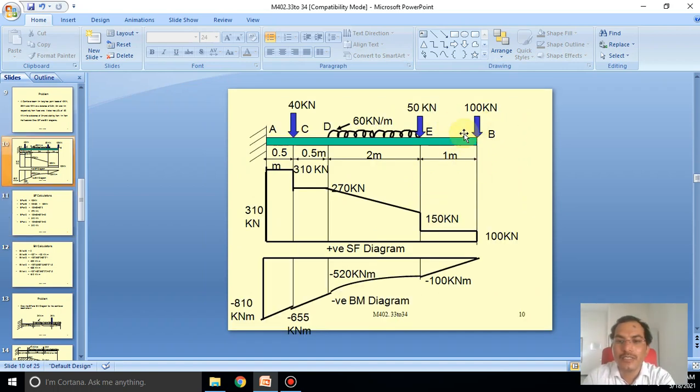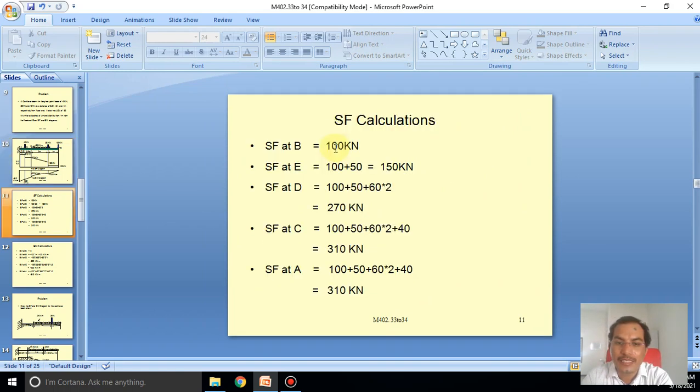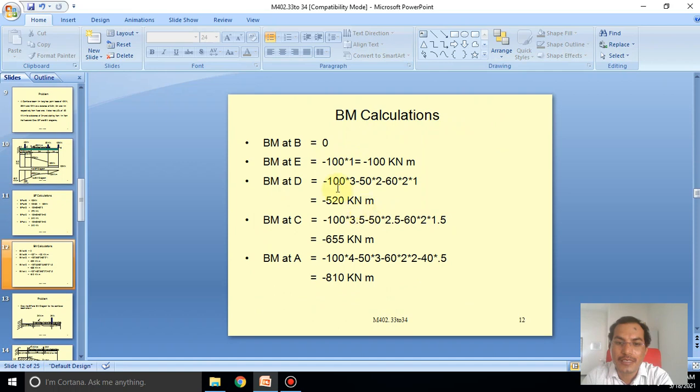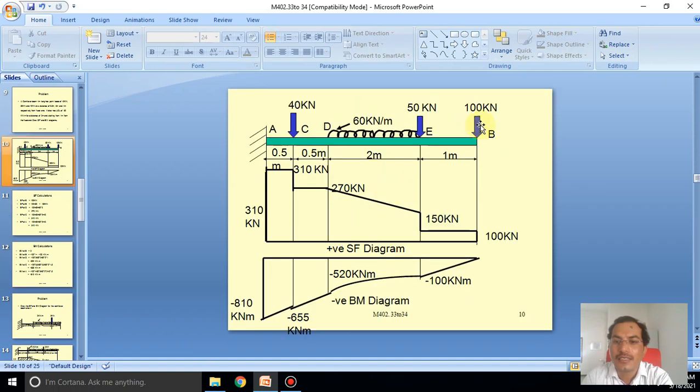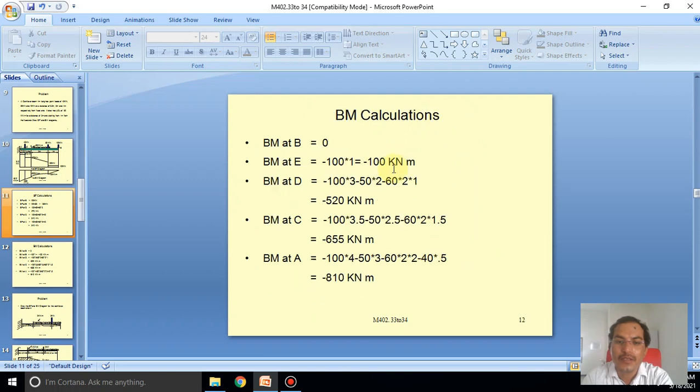At the point of D we also calculate here: 100 into 3, that is 100 into 2 plus 1, 100 into 3. The force is having upward direction, so in the bending moment, left side and right side, we consider it negative. So minus 100 into 3.